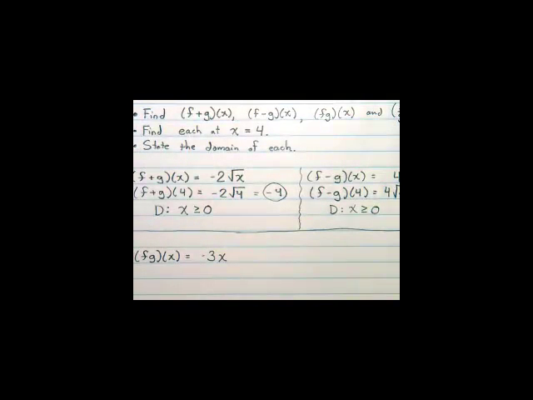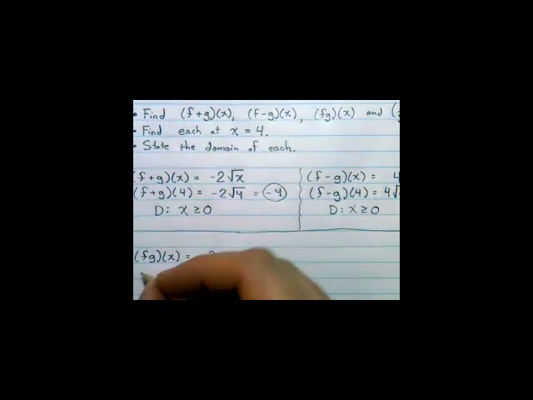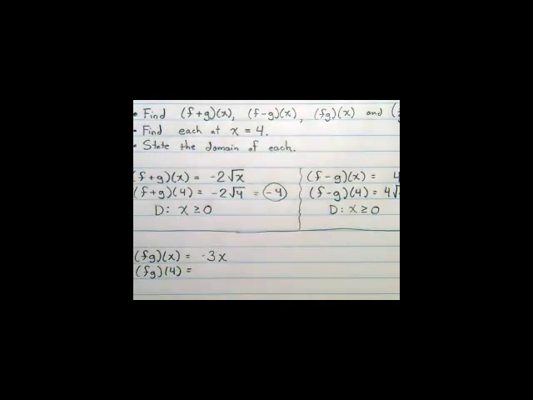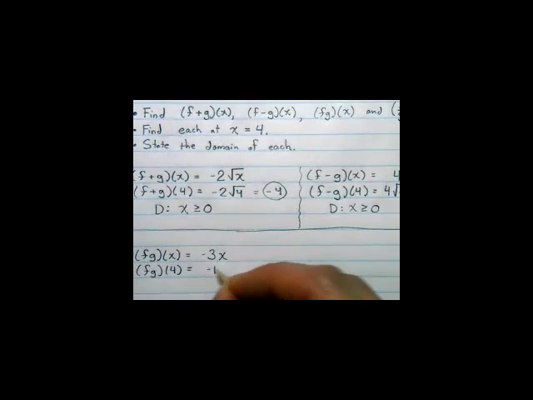Okay. All right, f g of 4 should be pretty easy. What does that give us? Negative 12. Good.